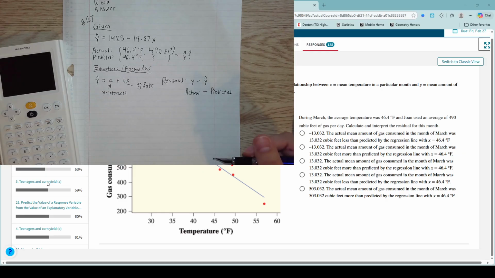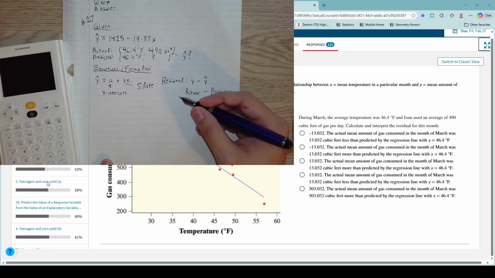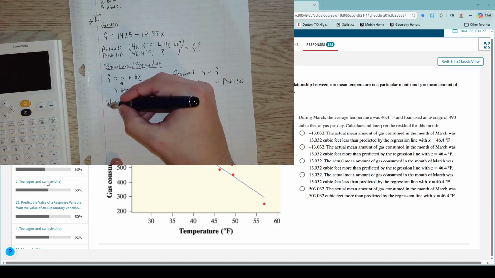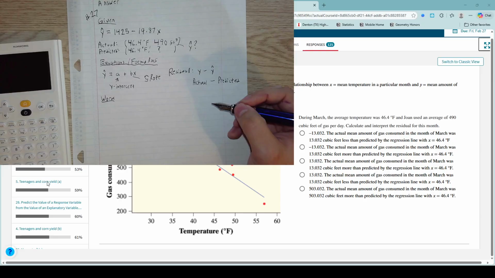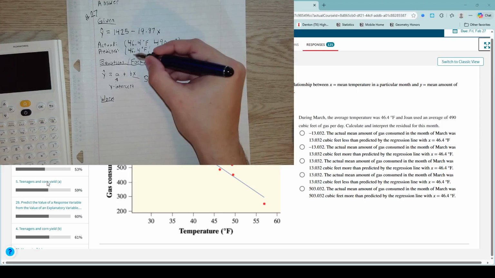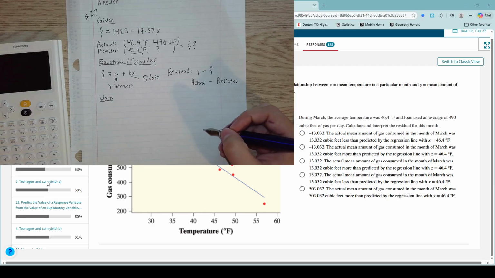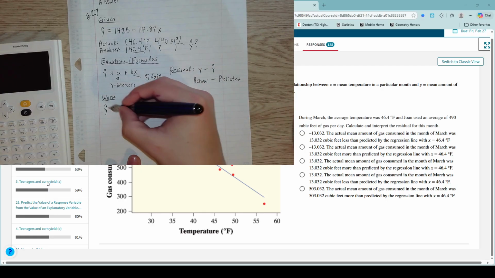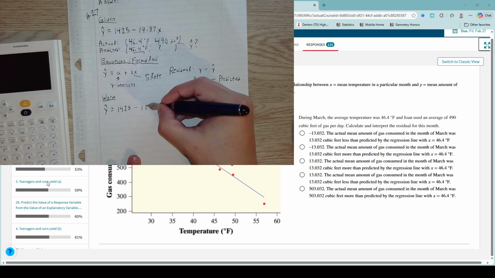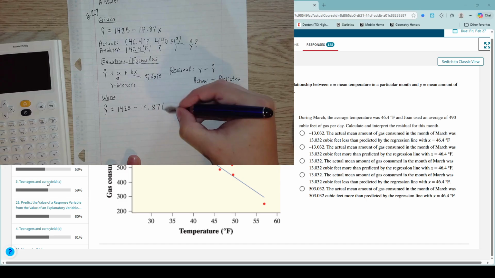Oh, let me think. Anything else? Nope. I guess not. Alright, so now we're going to show all of our work to solve this problem. Now, what am I looking for? I'm looking for y hat given this x value, okay? So we're going to write the equation down, which equals 1425 minus 19.87, and we're going to multiply by that x, 46.4.